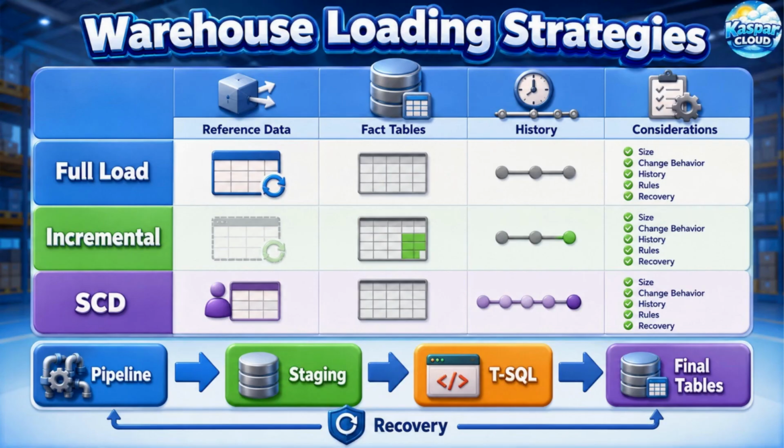Data pipelines can orchestrate warehouse loads, while T-SQL can transform staging tables into final tables. Dataflows Gen2 can also load and transform data for warehouse targets. Engineers should choose a loading strategy based on data size, source change behavior, history requirements, business rules, and recovery needs.